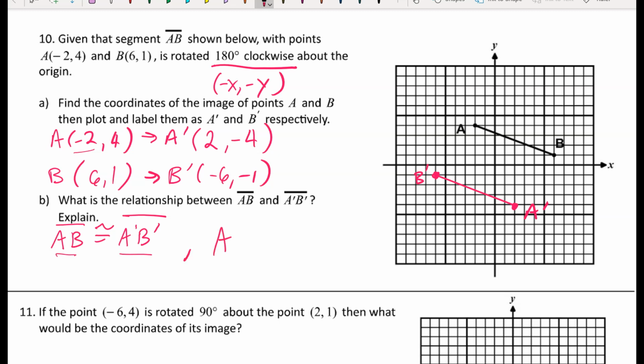It's also the case, and you can make this observation as well, that AB should be parallel to A prime B prime, because that's a property of rotations. If I rotate a segment 180 degrees, I'll end up with a segment that's still parallel to the original.